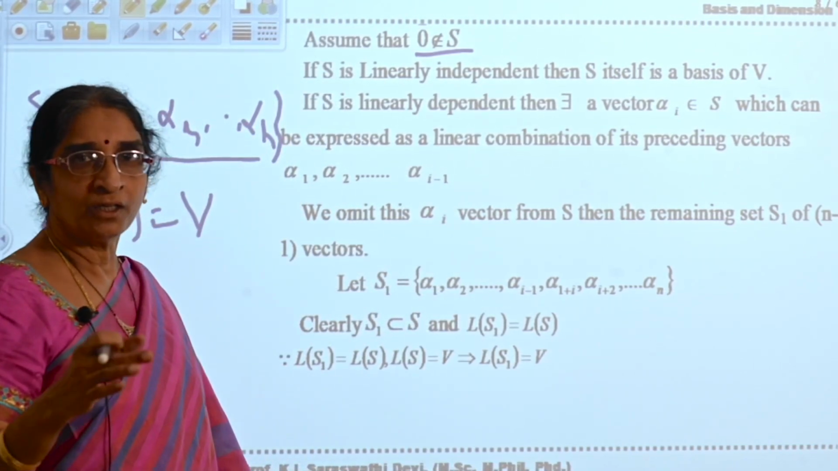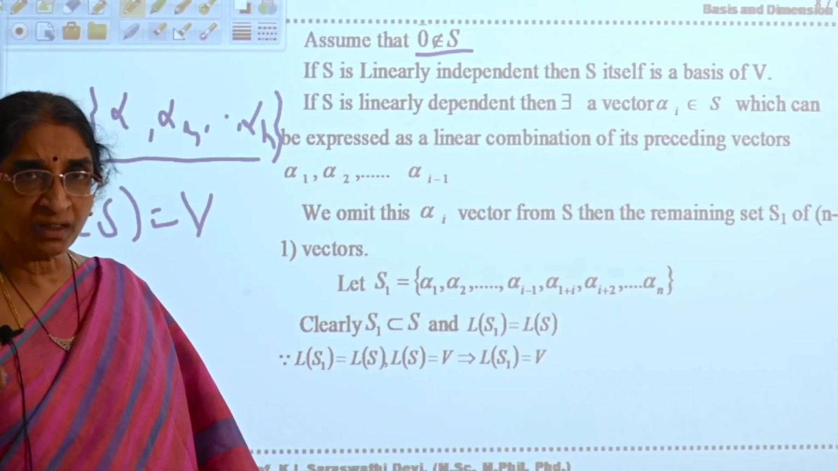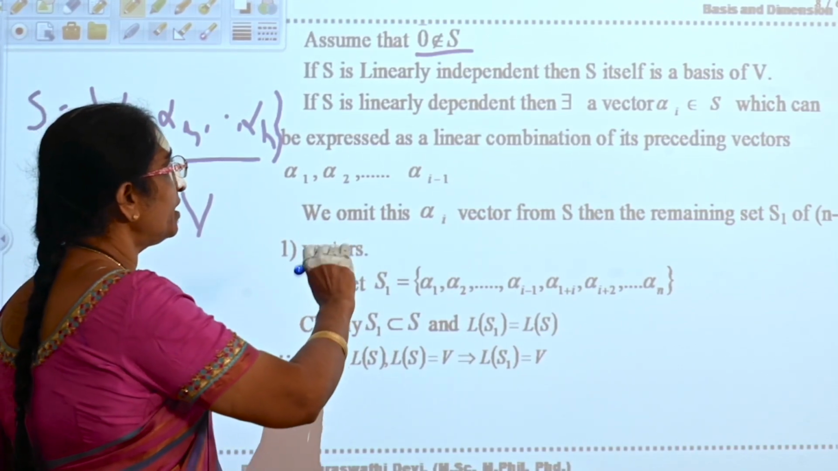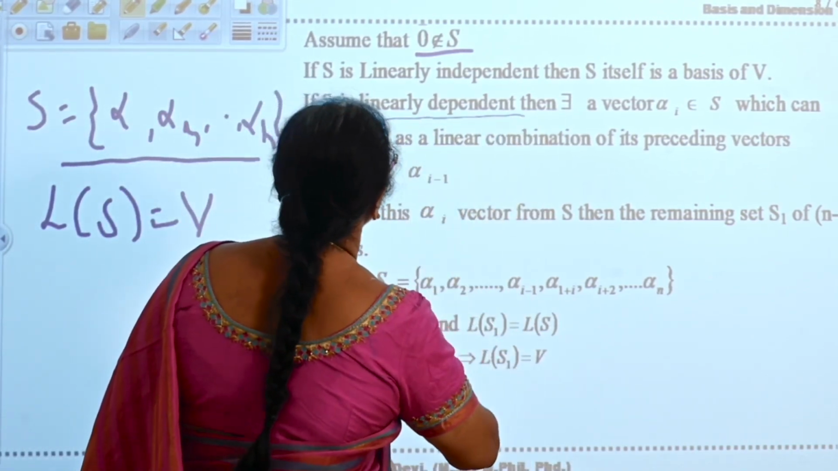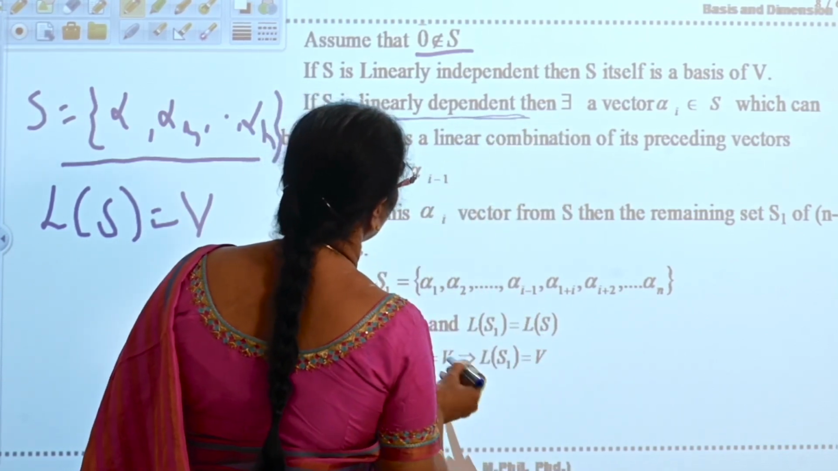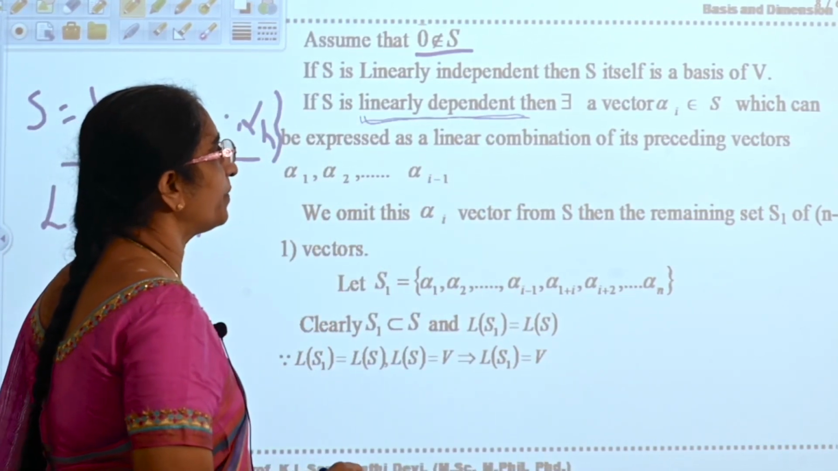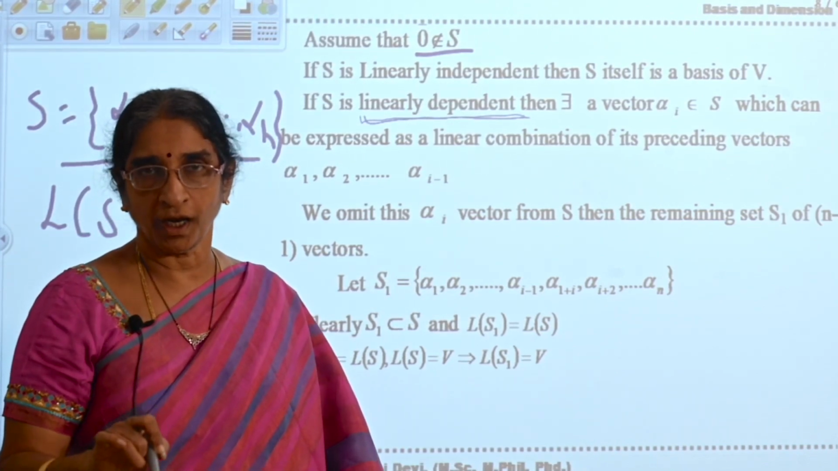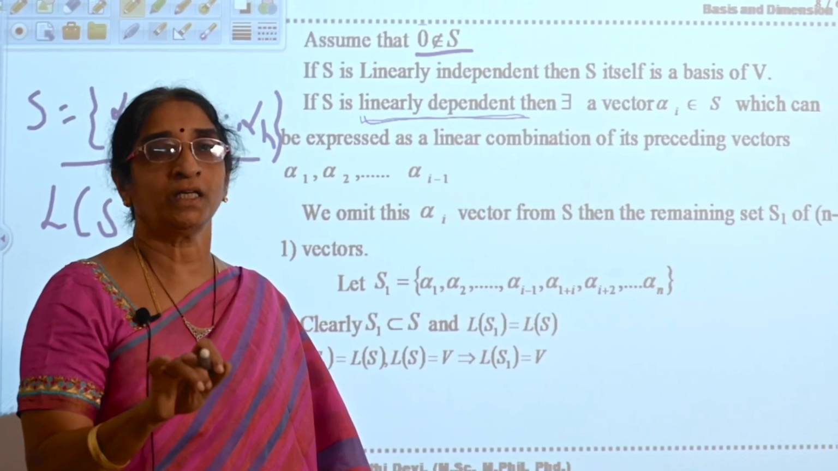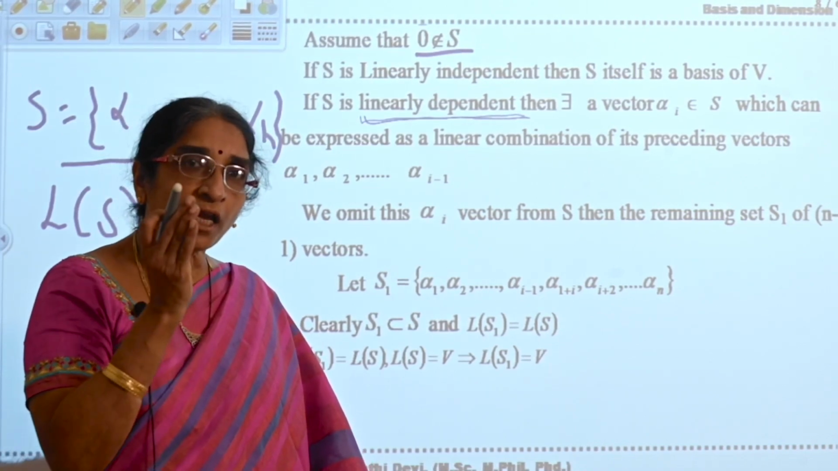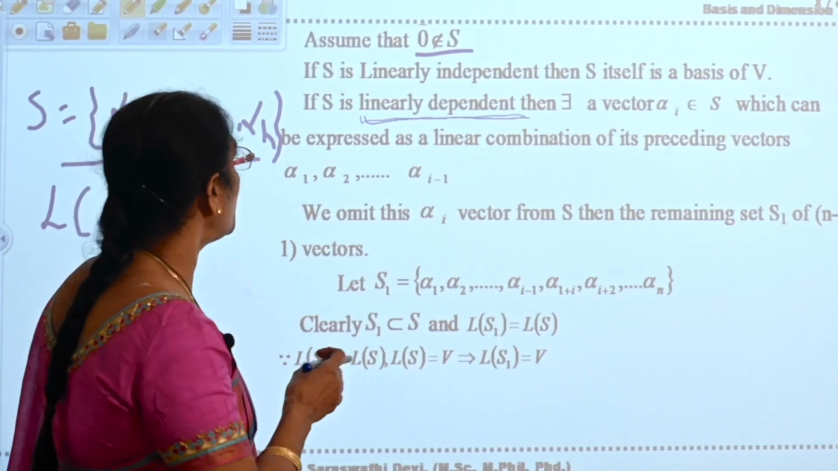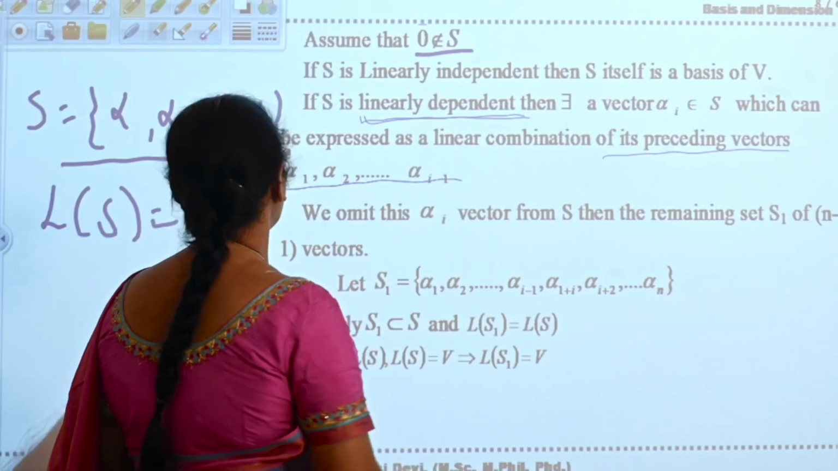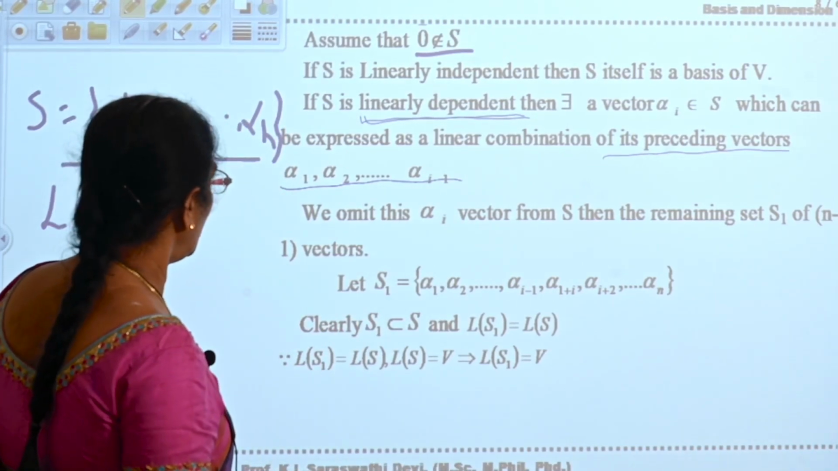So your problem is over. There exists a basis. If S is not linearly independent, it will be linearly dependent. Since S is linearly dependent, according to the known theorem, there exists one element in S such that it can be expressed as a linear combination of its preceding vectors.